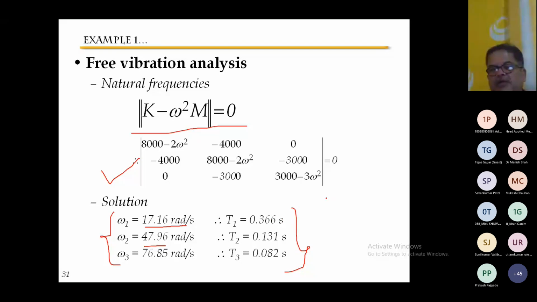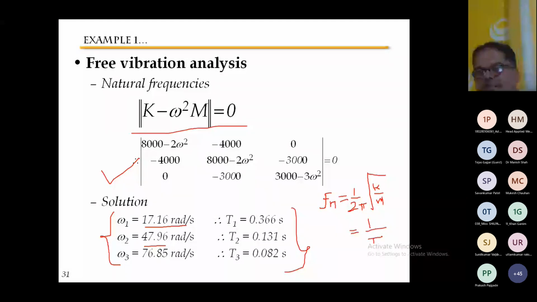So we know that the natural frequency is equal to 1 upon 2 pi times the square root of k by m, right? This is the equation of natural frequency, right? Now this is nothing but the inverse of what? This is the inverse of the natural period, right?